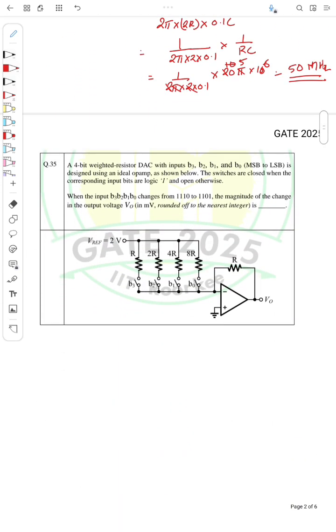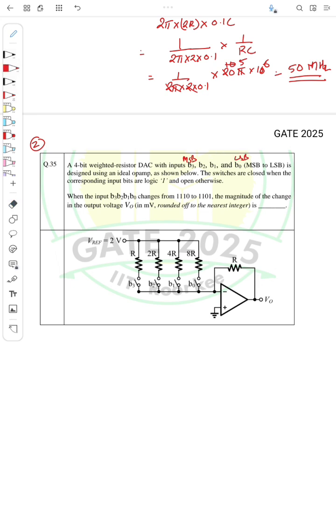Now coming to the second question, again this is from GATE 2025. So it's a digital to analog converter, DAC, question. The question is, a 4-bit weighted resistor DAC with inputs B3, B2, B1 and B0, MSB to LSB. So this is the MSB and this is the LSB. Oh, sorry, not this. This one is the LSB.